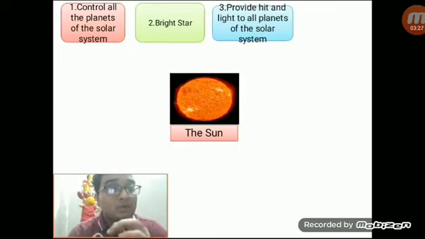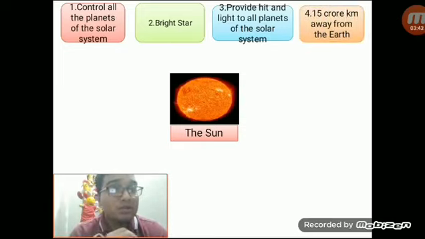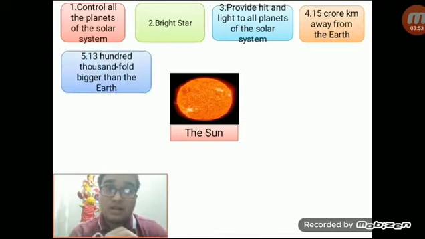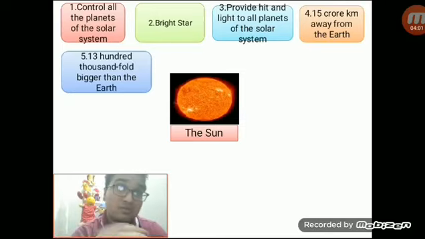It provides heat and light to all planets of the solar system. Okay, so the sun provides heat and light to all the planets and all of the minor planets of the solar system. Then 15 crore kilometers away from the earth. Okay, so the sun is situated 15 crore kilometers away from our earth. Then 1,300,000 times bigger than the earth. So this is another piece of information regarding the sun, and it is 1,300,000 times bigger than our earth.